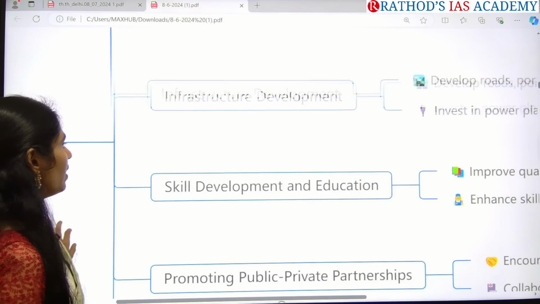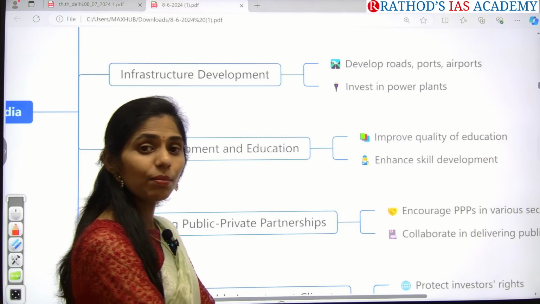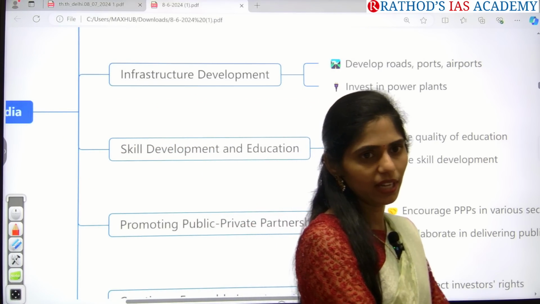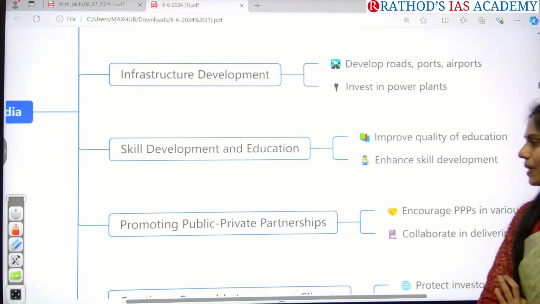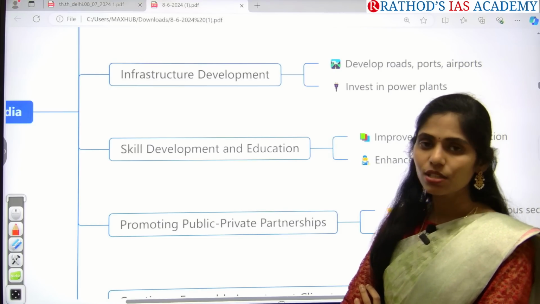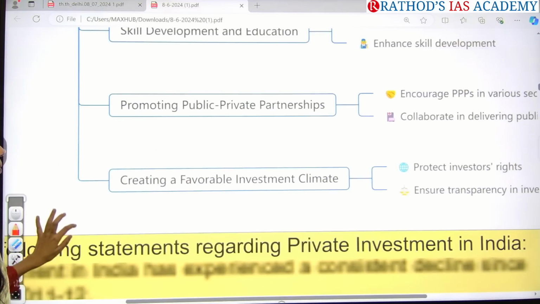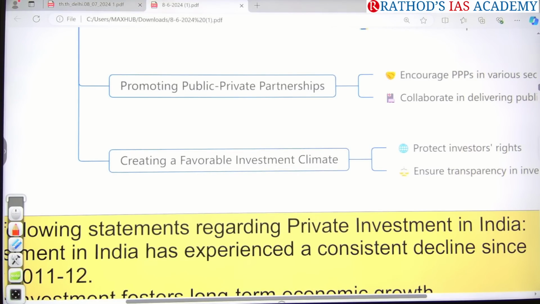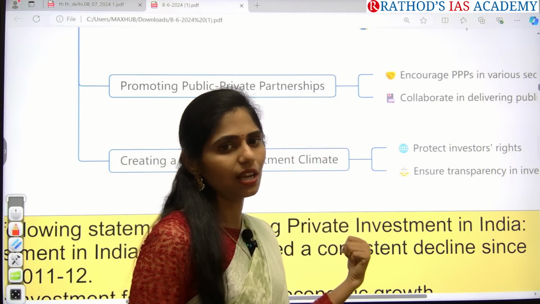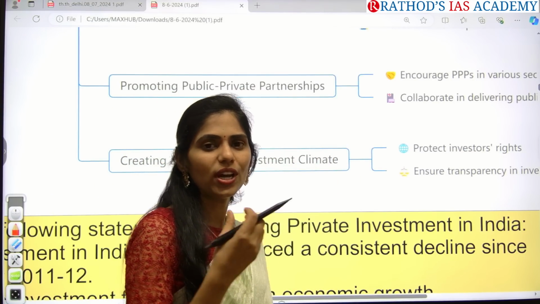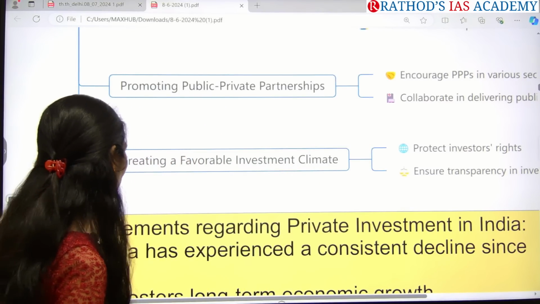And next is skill development and education. Proper quality of education is very important, and proper skills can be enhanced. If you are focusing on skills as well as quality of education, then automatically we can attract more private investment in our economy. And next, we can also promote public-private partnership, and we can also focus on climate-based investment. So these are the steps we can take, especially to enhance private investment in our industrial sector. That is what you have to focus on.